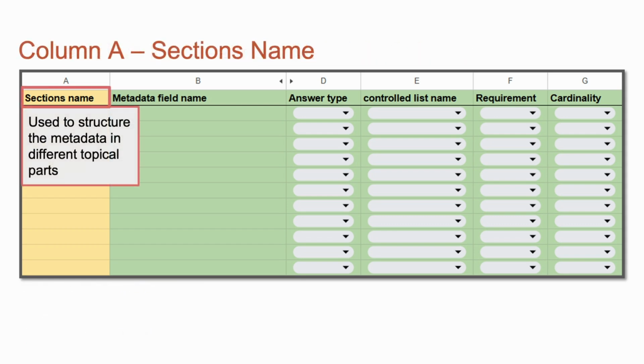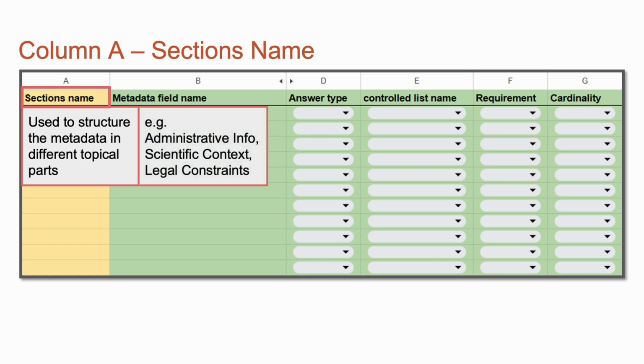Starting with column A, we find the structural backbone of our schema. This column helps you organize your metadata into distinct sections that cover different topical aspects of the data. Whether it's administrative info, scientific context, or legal constraints, these sections allow you to group related elements together, organizing the metadata into a logical structure.